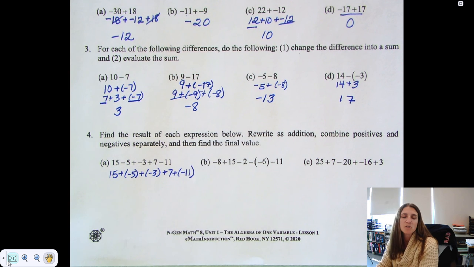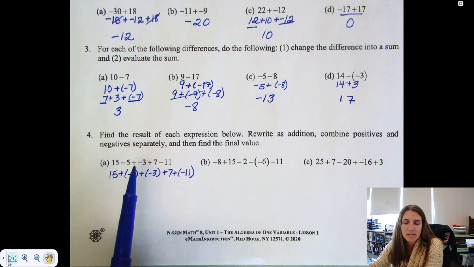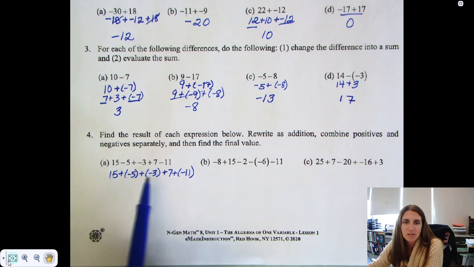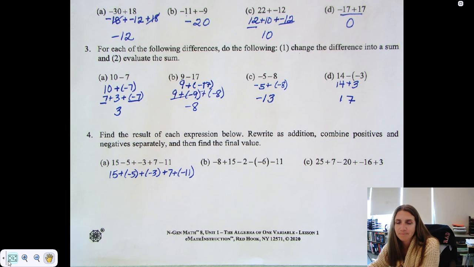You might be saying, why is Mrs. Brown writing all of these parentheses? Well, I kind of just use them to protect myself and to protect that negative from being lost, because sometimes I write a little messy.